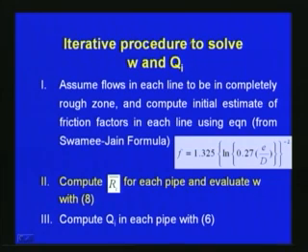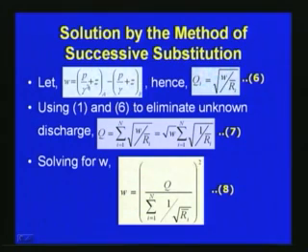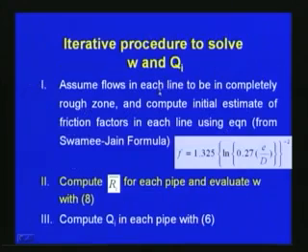We use an iterative procedure to solve for W, which is the piezometric difference between A and B, and Qi, the discharge through each pipe. The steps of the iterative procedure are listed here. First, we assume the flows in each line to be in the completely rough zone and compute the initial estimate of friction factor in each line using the equation. As I mentioned, different methodologies and approaches are possible. For demonstration purposes here I use the Swamee and Jain formula.